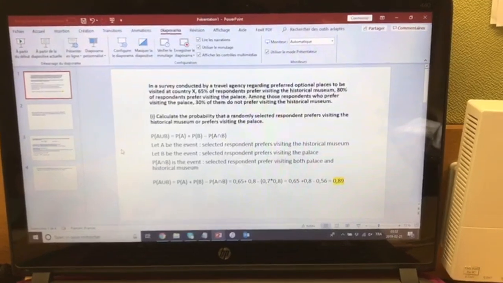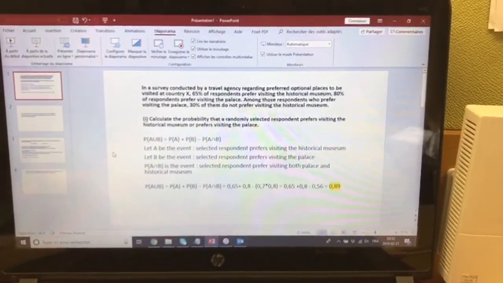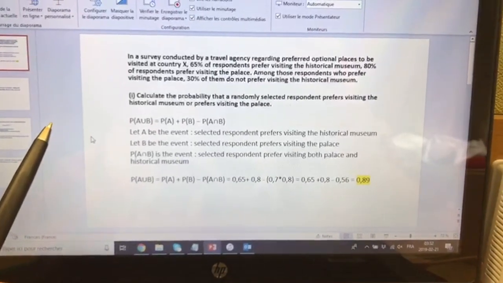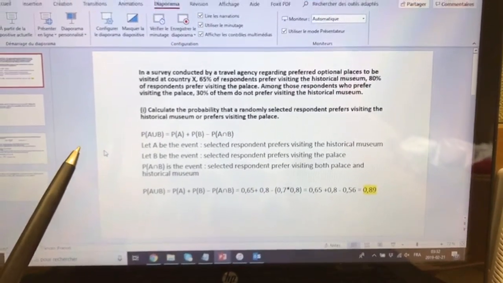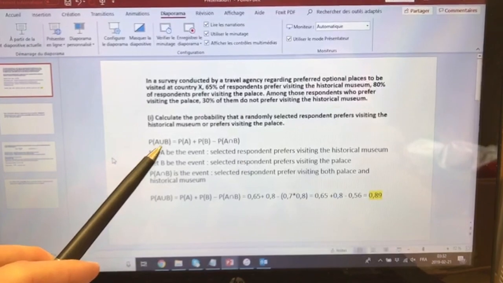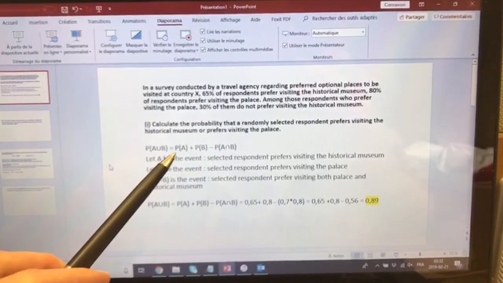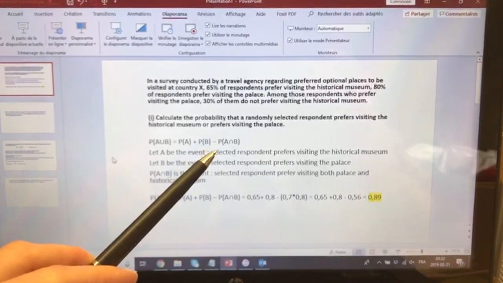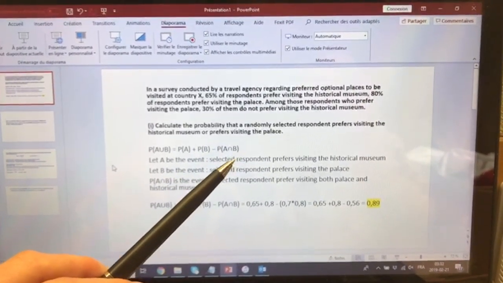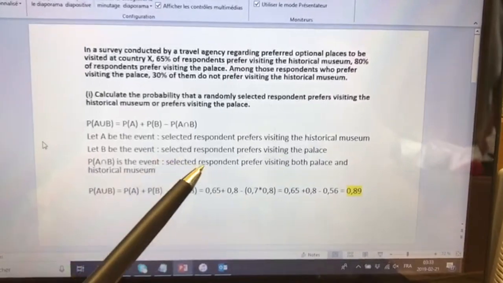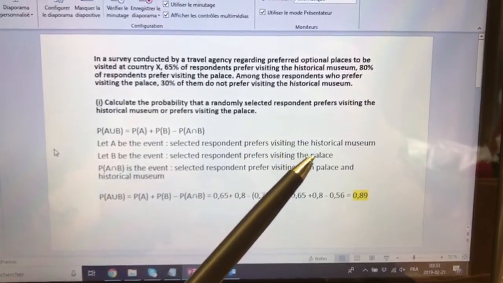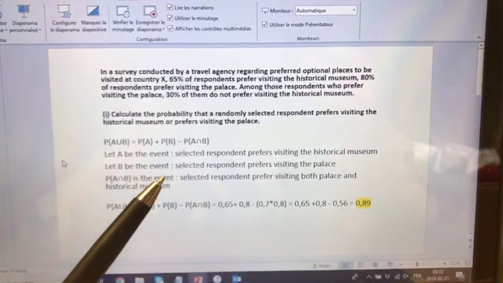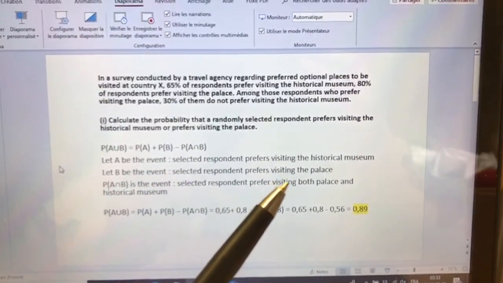Calculate the probability that a randomly selected respondent prefers visiting the historical museum or prefers visiting the park. So we need to calculate the probability of A union B, which is the probability of A plus the probability of B minus the probability of A intersection B. So let A be the event that the selected respondent prefers visiting the historical museum. Then we note B as the event that the selected respondent prefers visiting the park.